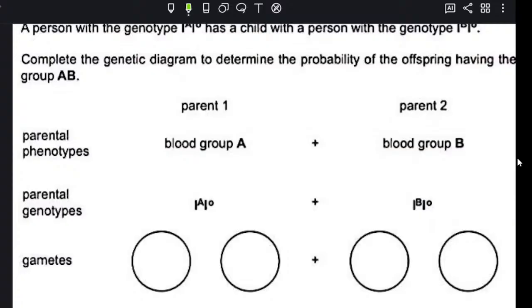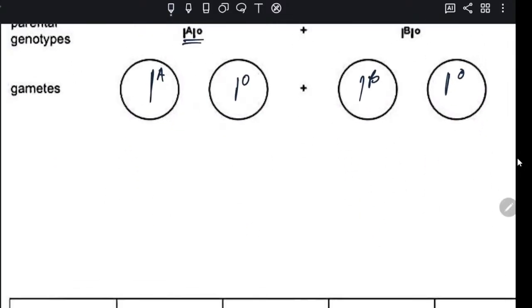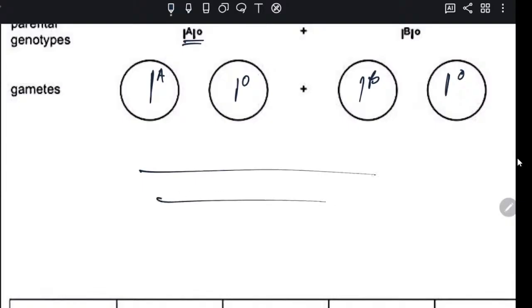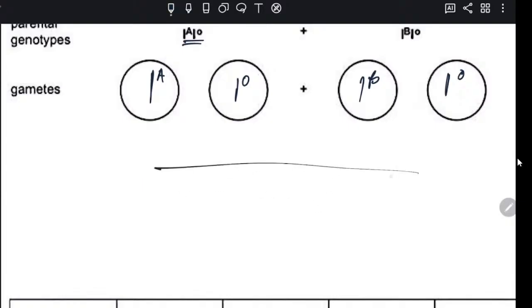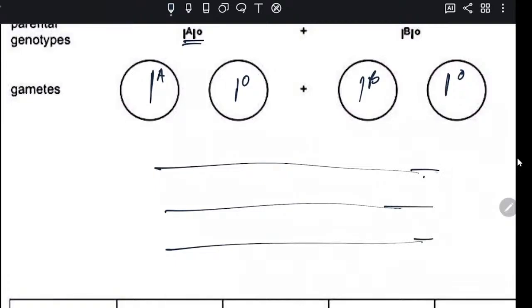Anyway, here we have, what do they want us to do really? The gametes. So gametes, you just separate this. IA, IO. Here IB, IO, you just put IB, then IO. You just separate. Then you cross. 1, 2, 3. Then you put again, here, 1, 2, 3. Then now you put IA, IO. We can put it even here.